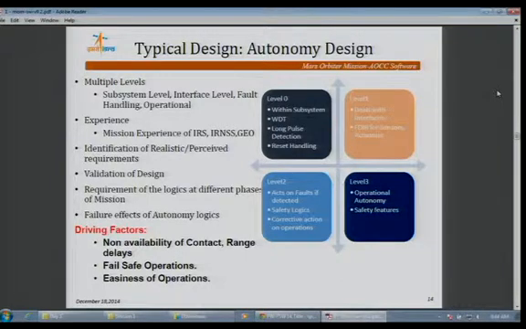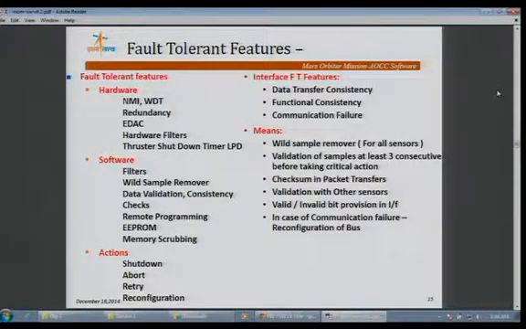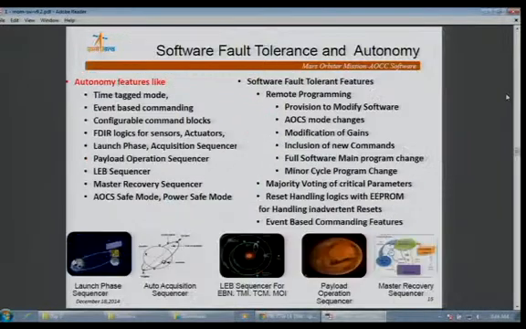Next slide, please. So these are some of the fault tolerant features which were described yesterday also. I'll try to say them briefly. Interface level fault tolerant features are like wild sample removers, and almost every critical decision is not taken at a single sample. Almost 3 consecutive samples are taken, and every data transfer is validated with a checksum or some other interface validation, invalidation, and reconfiguration of the bus. Such provisions are always available as fault tolerant features. Next slide, please. So these software level fault tolerant features are very much present.